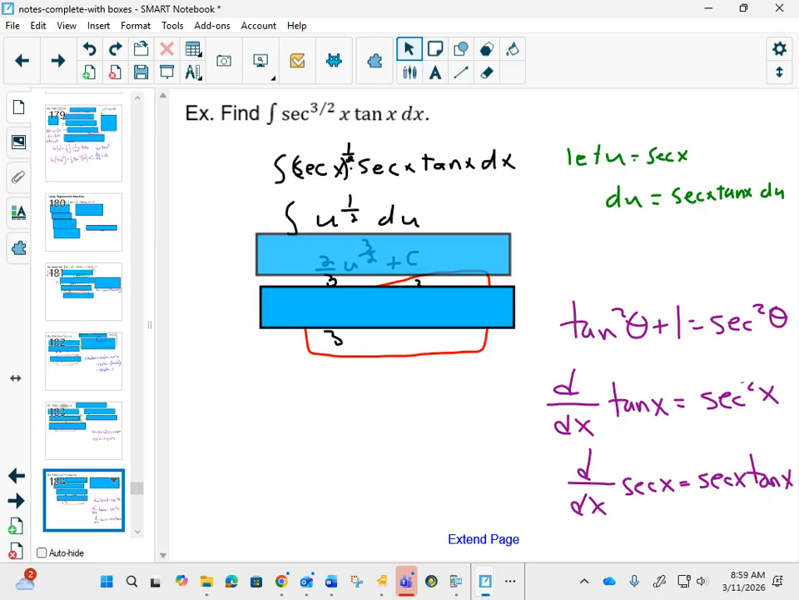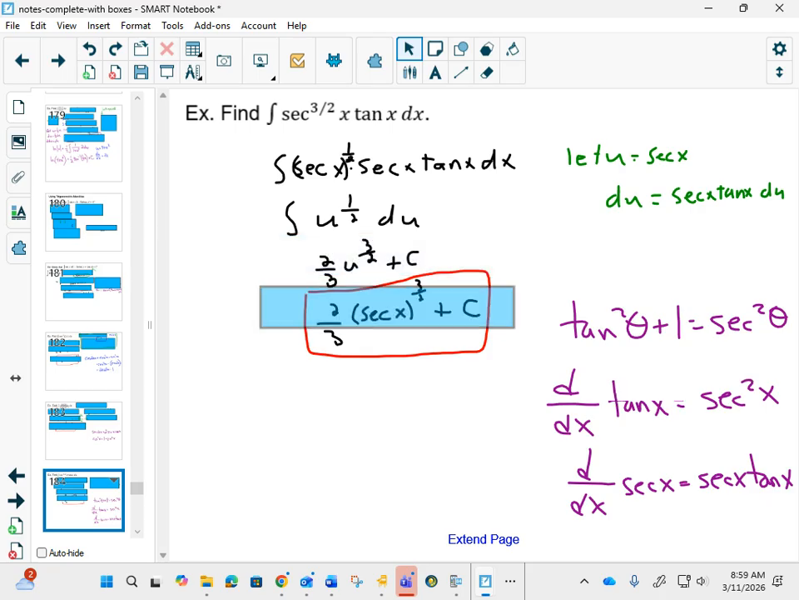And now everything is easy. Add 1 to the exponent and divide by 3 halves. Substitute back. So some things that we see, right? We had different options for playing around. Choose an option, see how far you go with it. Okay?